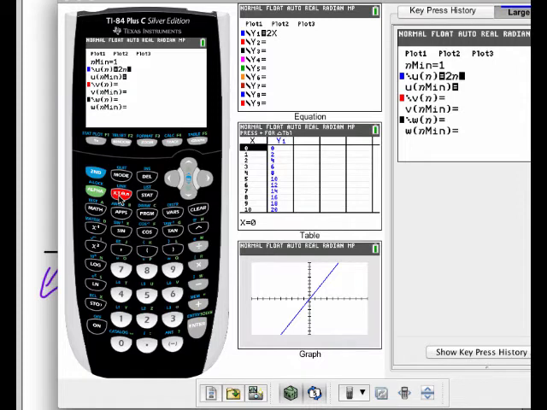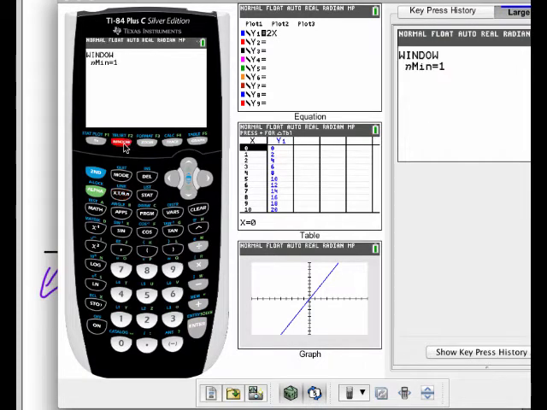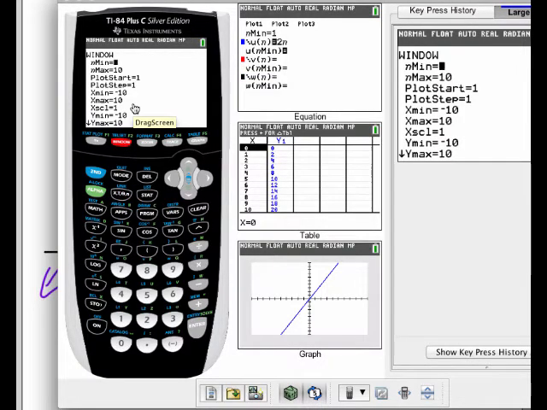And now we want to graph this. And so if we go up to our window dimensions, let's graph the first 10 terms of this sequence. So from n equals 1 to n equals 10. Your plot start is fine at 1. Your x, which is your term numbers, would match your n min and max from 1 to 10, but I'm just going to make this a little smaller so I can see a little bit further on either side. So let's go from -1 to 11.